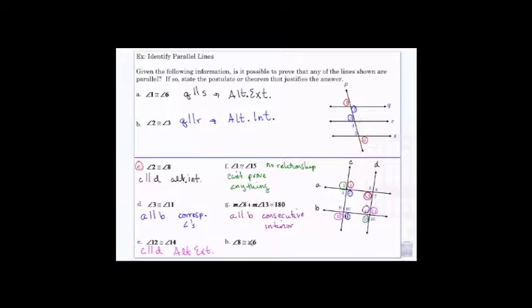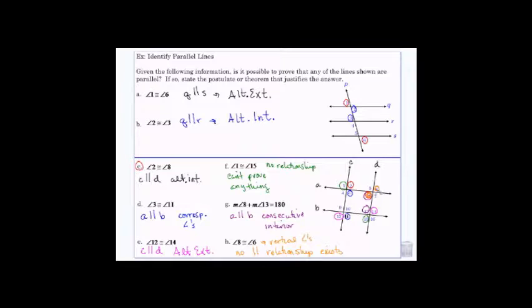And finally, orange, 8 and 6. Okay, 8 and 6 are vertical angles, but vertical angles don't tell me a relationship between any lines. So these are vertical angles. No parallel relationship exists. So I can't prove anything with those either.